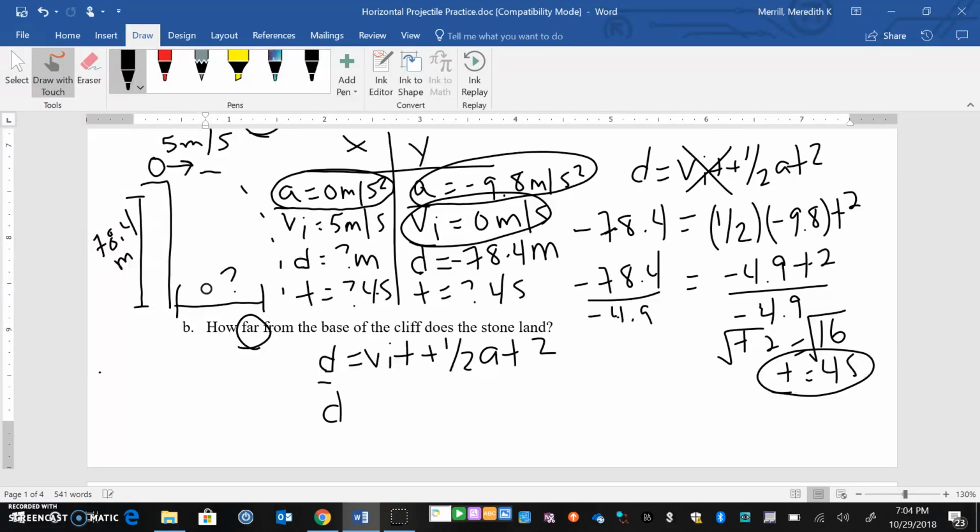So I'm solving for d is equal to v_i is 5, t is 4, and then the entire second half of my equation cancels out because my acceleration is 0. So I'm left with my distance, how far from the base of the cliff, is 20 meters.